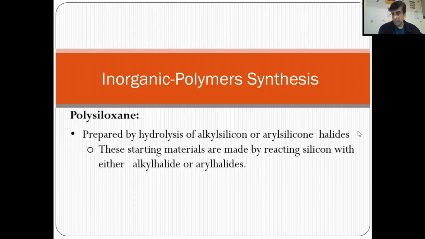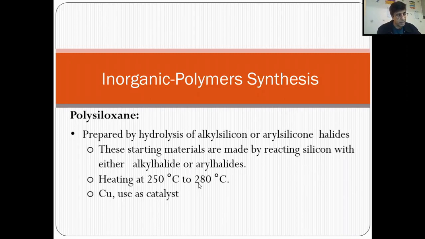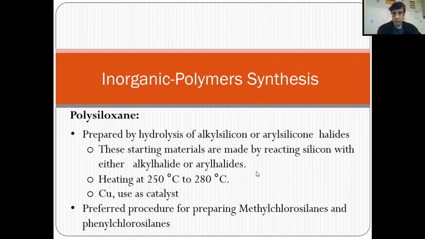This is the starting material we need. This is not available. We have to make this by reacting silicon either with alkyl halide or aryl halide. So in order to make this one, we need to heat these materials, silicon and alkyl halide or aryl halide, between this temperature, and we use copper as a catalyst. And this is the way the starting material which is produced here is the best way to prepare methyl chlorosilane.